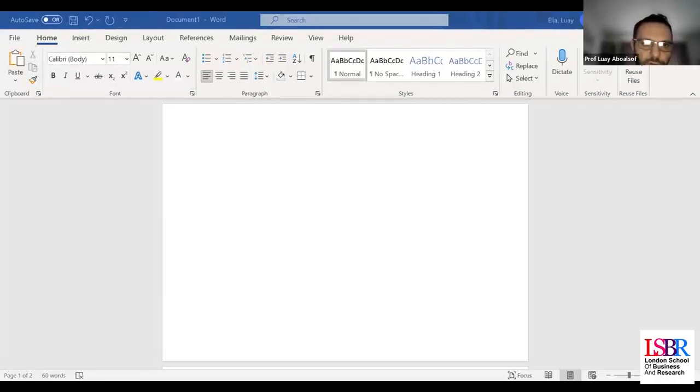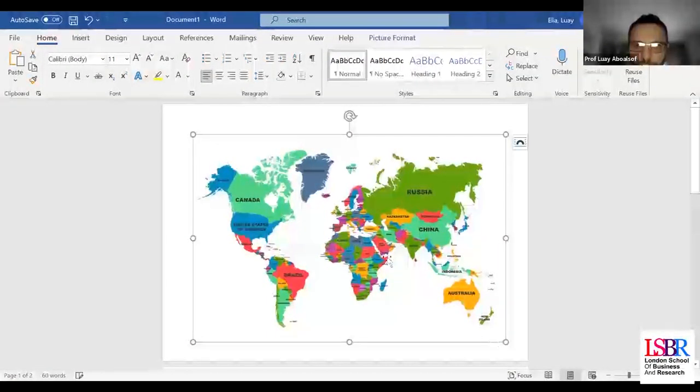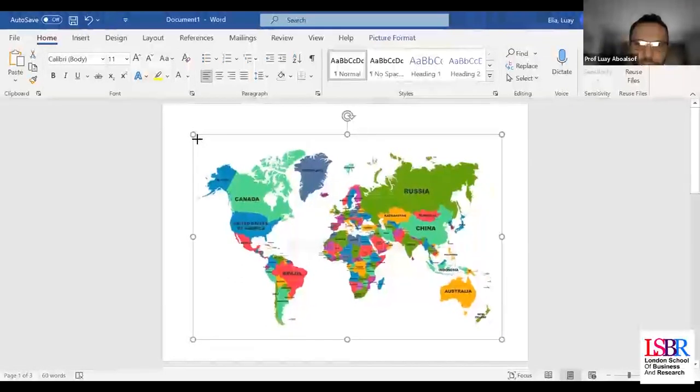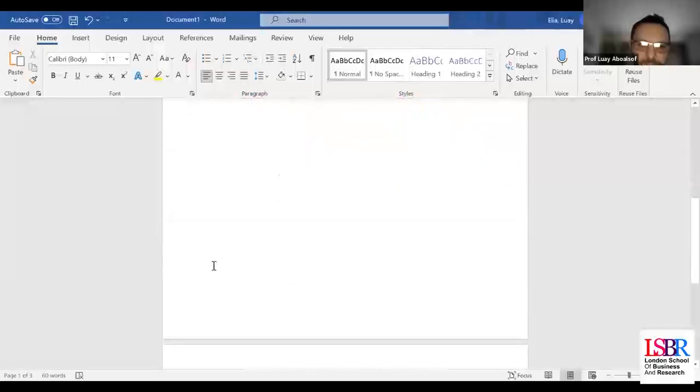Global map for country's name. Okay, I found a global map. You can use whichever one you like. I found a global map for us, here we go. So this is actually the global map I found for us. Okay.